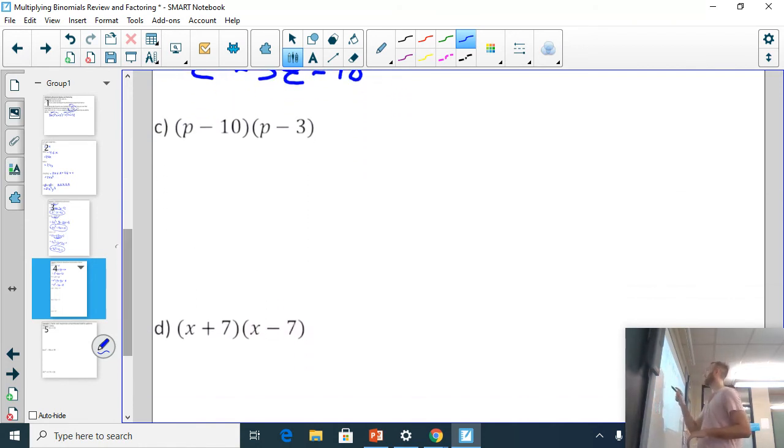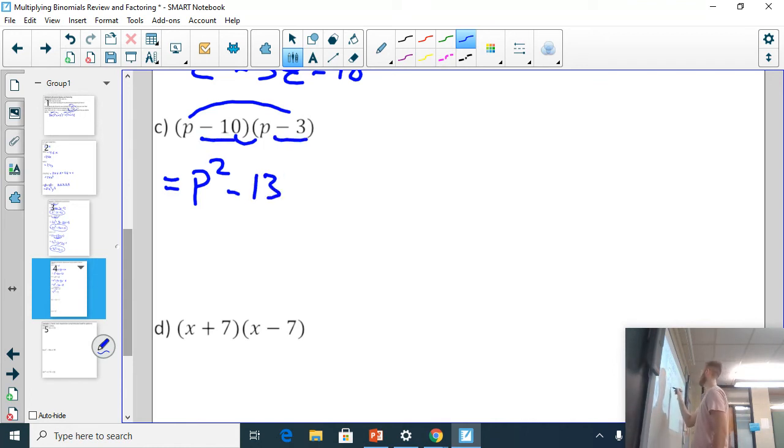And now my advice would be to kind of use this pattern emerging so that maybe we can jump forward a little. So if we did this, that would be p squared. And then I know I'm going to get a minus 10p and a minus 3p, which together, these two numbers added together is negative 13p. And then we can do negative 10 times negative 3, which is positive 30.